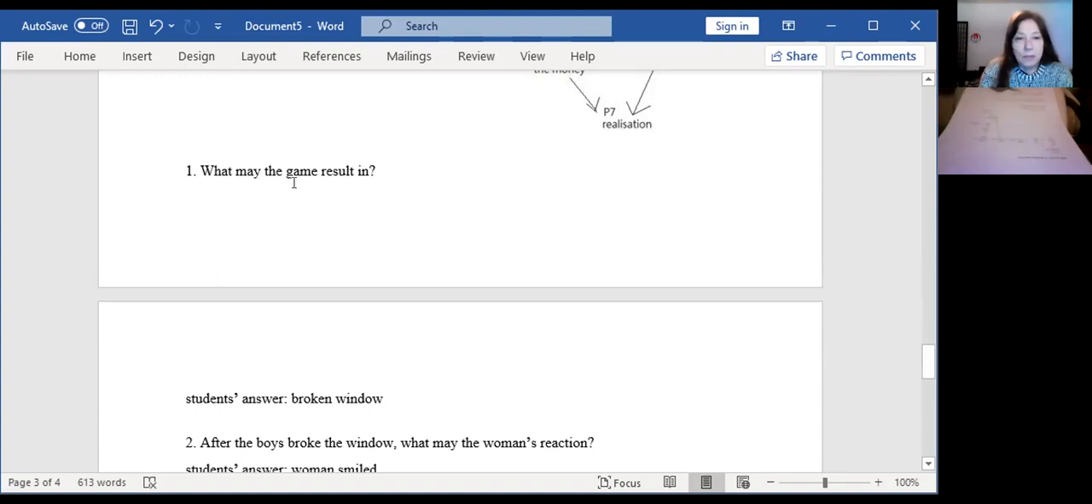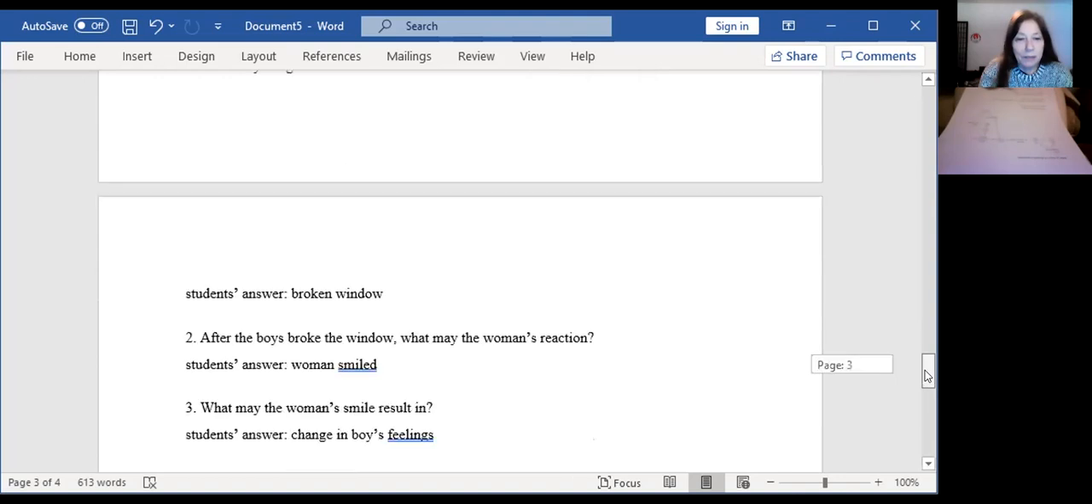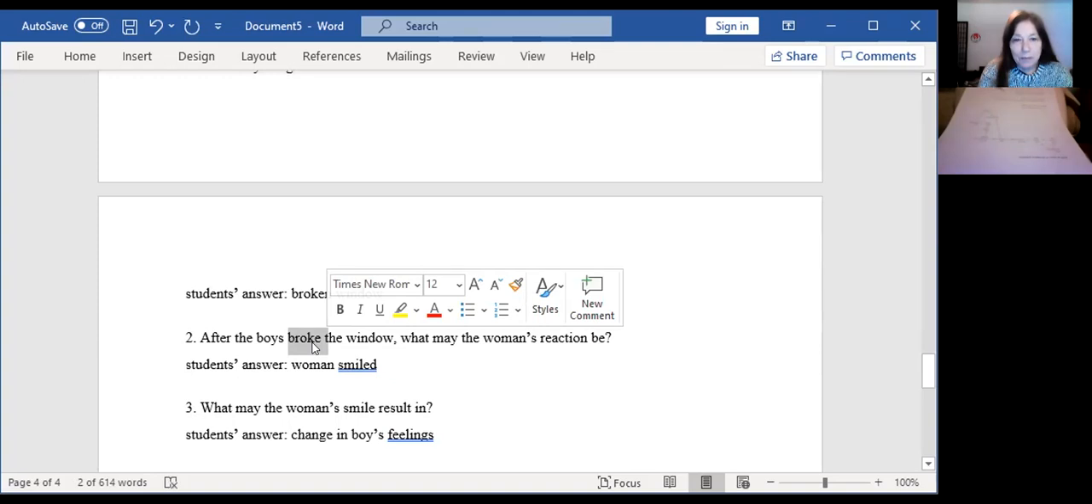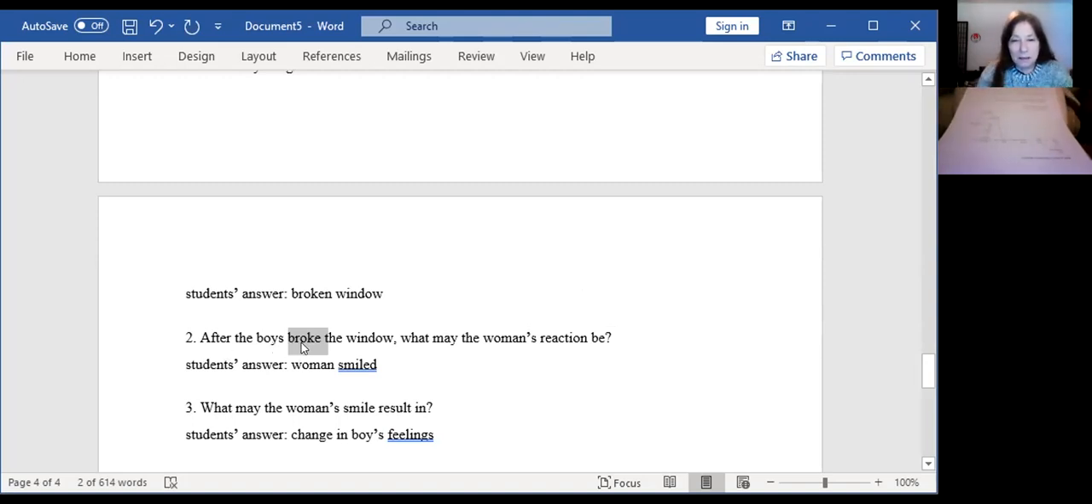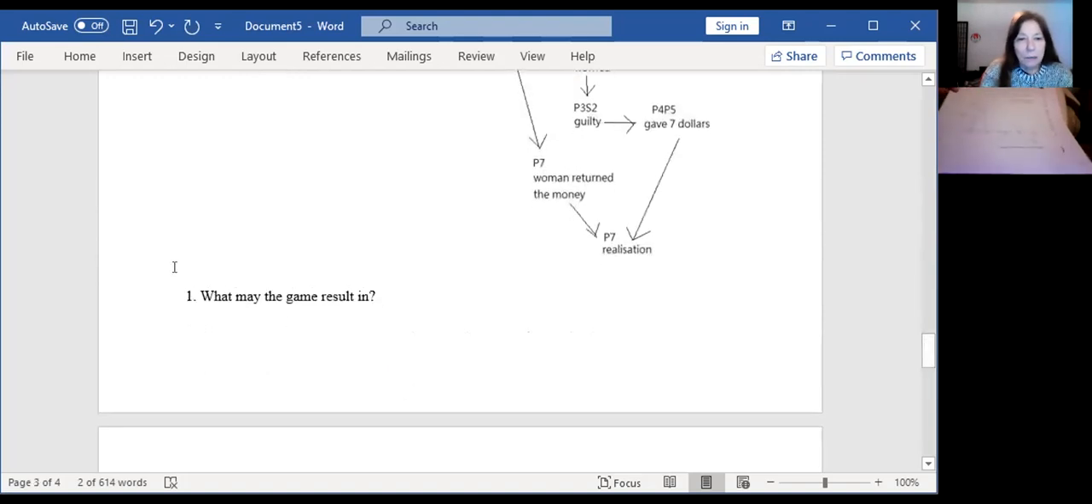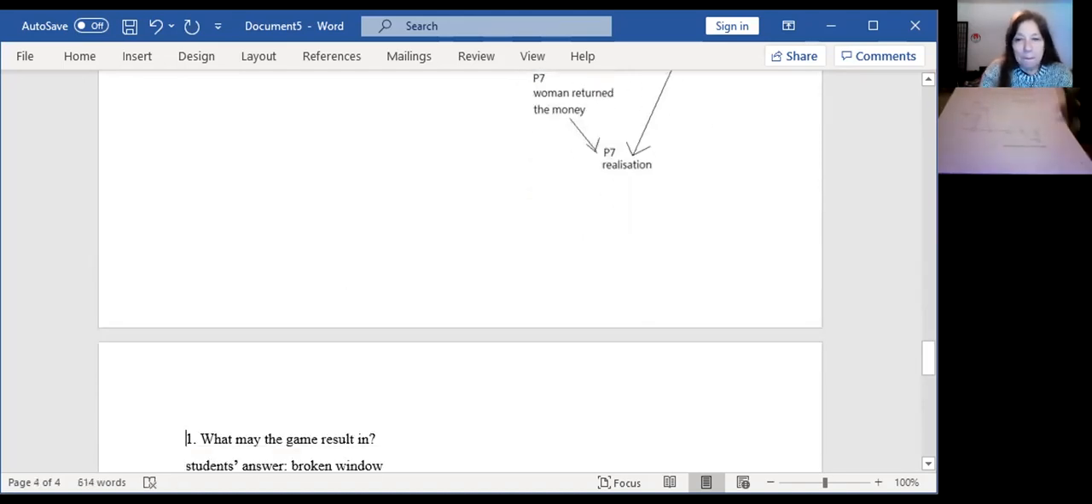So what may the game result in? The broken window. Okay. And then after the boys broke the window, what may the woman's reaction be? How about your tense here? Broke is past tense. Yes. And this is kind of subjunctive, right? But about the future of this. Okay, do you put this in the past tense? Look here. What may the game result in? This is all hypothetical. Because I want students to predict the following. Exactly.